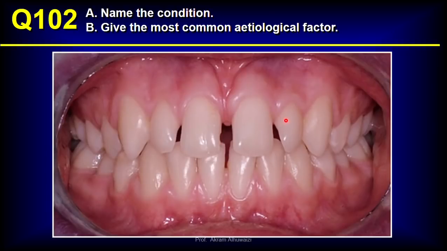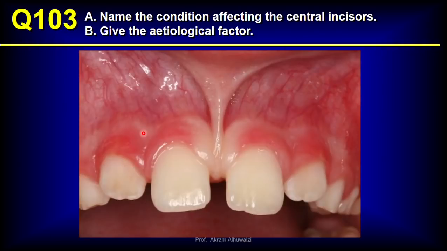Name the condition. This is a generalized spacing. It's not just a median diastema. And the most common etiological factor is small teeth associated with a larger arch. So it's a discrepancy between the arch size and the jaw size.